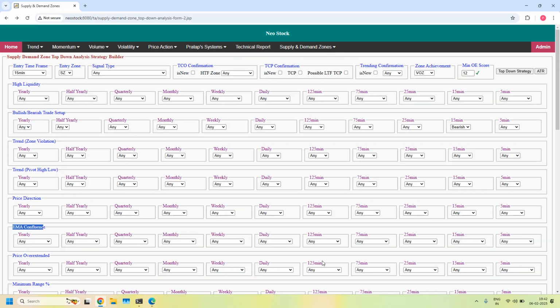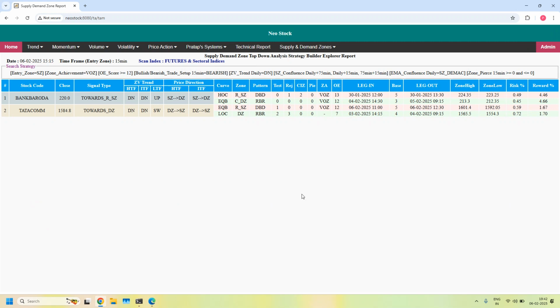In the EMA confluence, at daily time frame, I am setting the filter daily supply zone having daily EMA confluence. This filter is enabled, and the trend on the daily time frame should not be sideways. It should be downtrend because it is a bearish trade setup. With these filters, we got 2 stocks out of 3. So these 2 are even more high probability trade setup daily supply zones. That is the reason why these stocks are already tested.